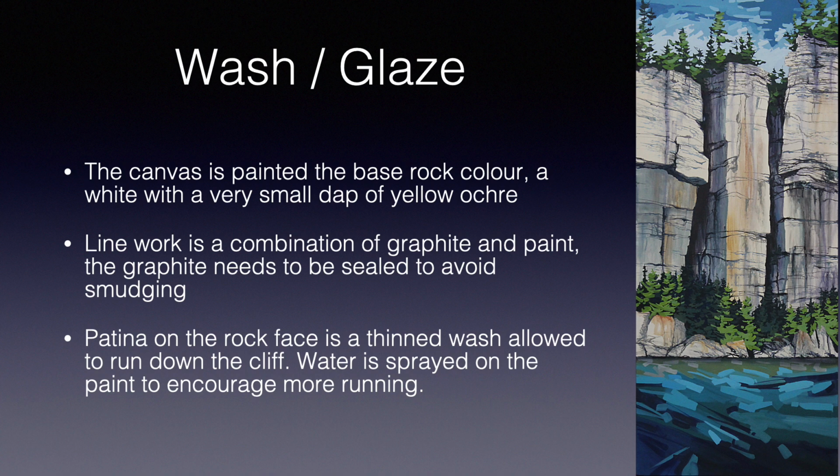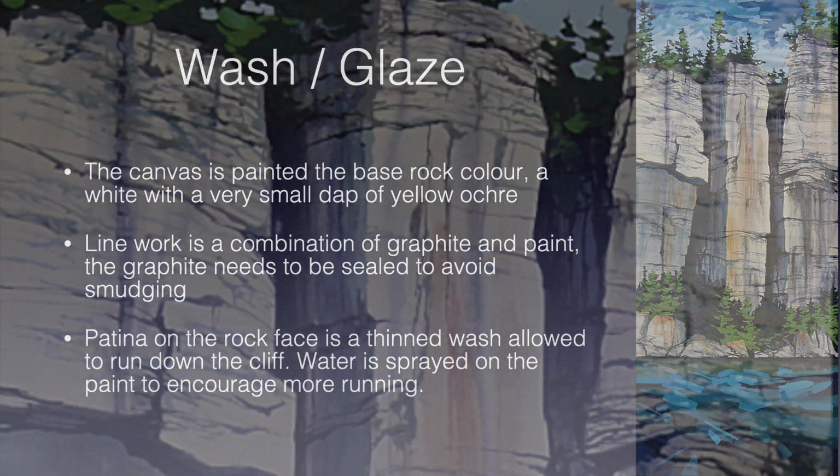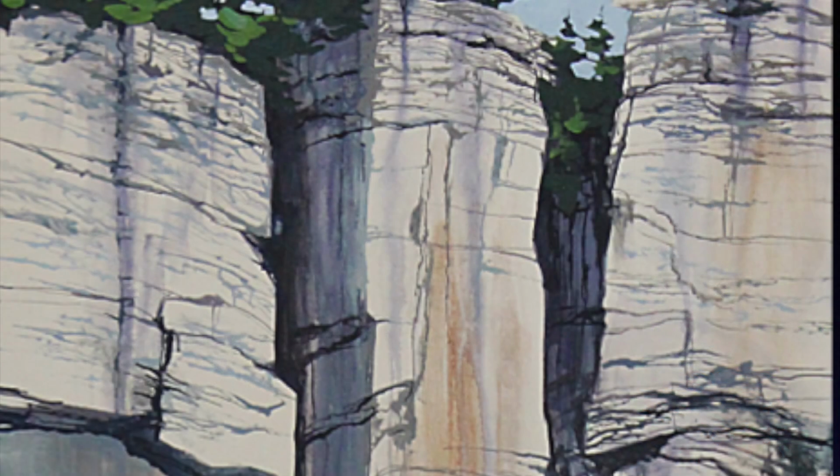In this particular painting, the whole canvas was painted an off-white color using yellow ochre and white. Then using a pencil or graphite, I sketched in the different rock shapes. These had to be sealed with medium before the painting could be continued. Additional lines were added with the rigger in different colors.